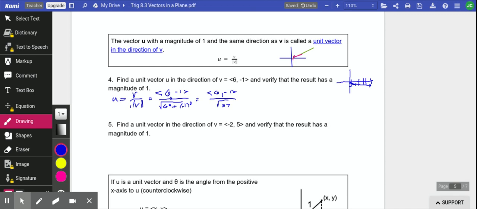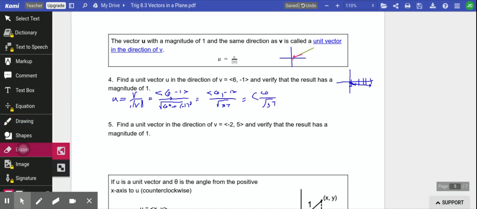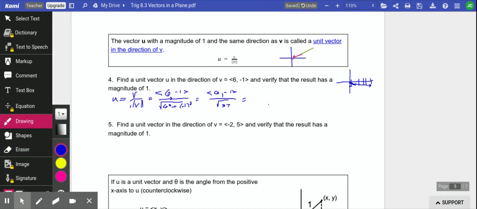And then we're going to just divide both of those components by square root of 37. Don't worry about rationalizing this. So we have 6 over root 37. Let me try that again. That was really very poor handwriting. So 6 over root 37. And then our y component is -1 over the square root of 37. Okay, so that's our unit vector in the same direction.